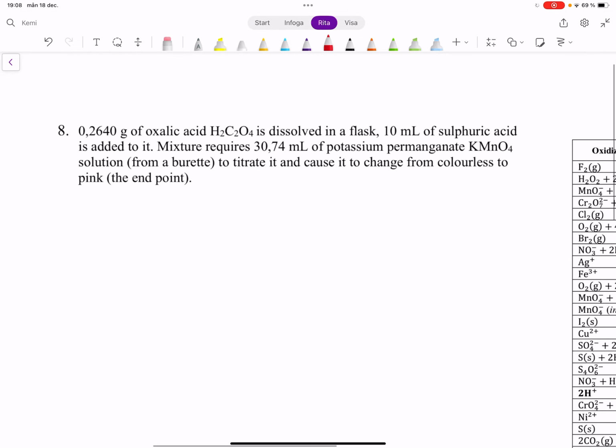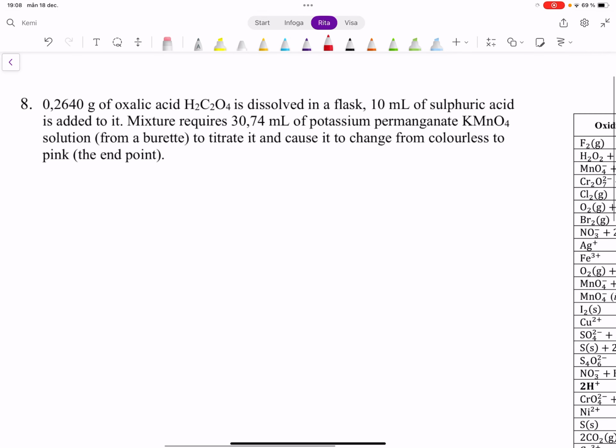Okay, so our question is, you have 0.2640 grams of oxalic acid. It is dissolved in a flask, and 10 milliliters of sulfuric acid is added to it. The mixture requires 30.74 milliliters of potassium permanganate solution from a burette to titrate it and cause it to change from colorless to pink. So when we get a question like this, first of all, we need to balance the equation, because you need to know the ratio between the two substances.